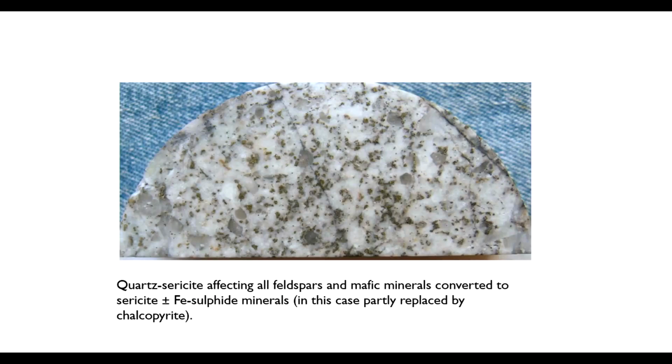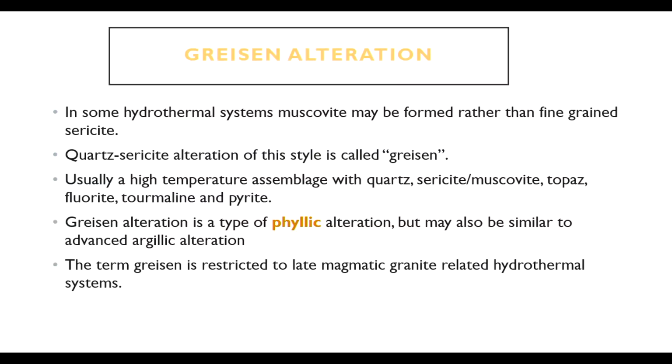And here's just a variation on a theme. So you get this prominent white colouring, and you know, in this case we might have some chalcopyrite. Greisen, this is quite a high temperature process.